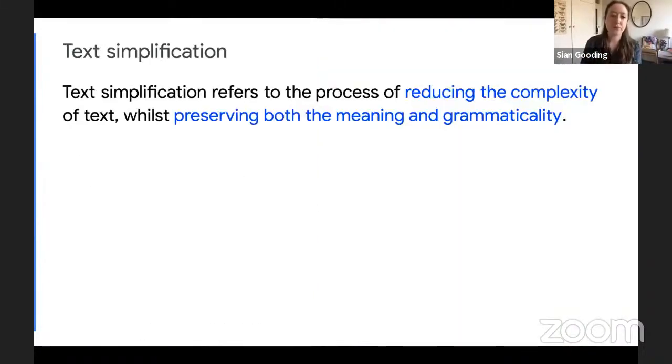So, okay, text simplification. Text simplification really refers to the process of reducing the complexity of a text whilst preserving the meaning and the grammaticality. There's loads of different ways that you can do text simplification. There's word simplification, syntactic simplification, conceptual simplification. And primarily in my PhD, I've looked more at word simplification.